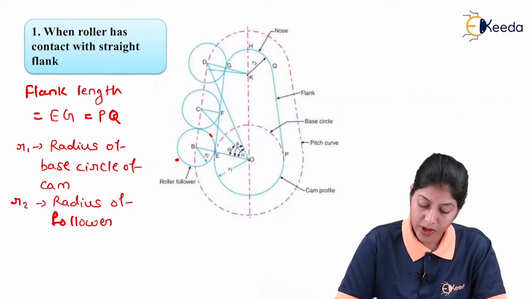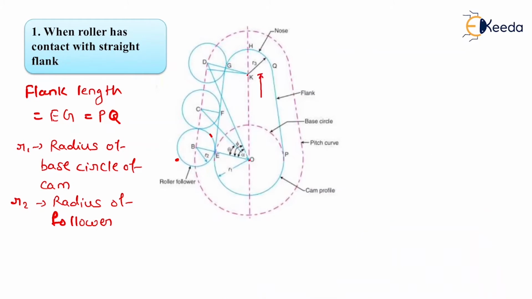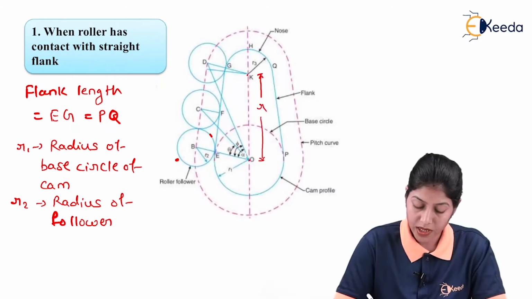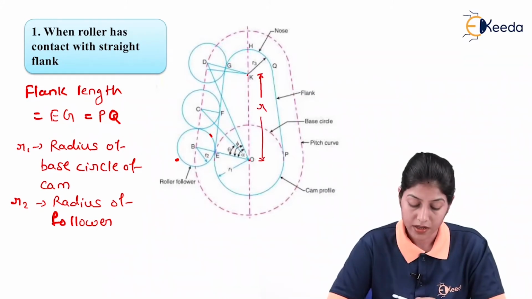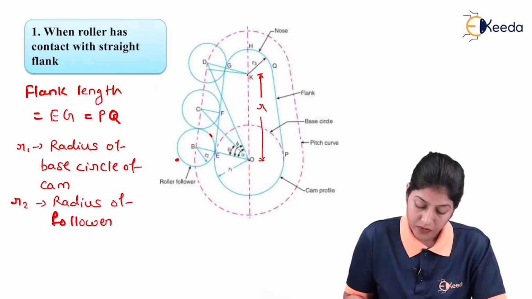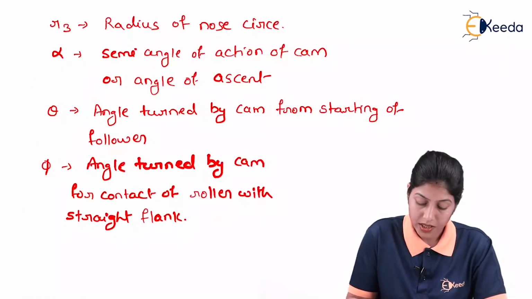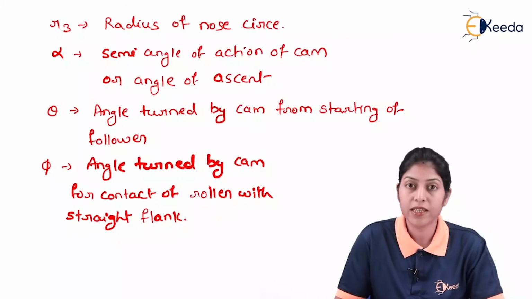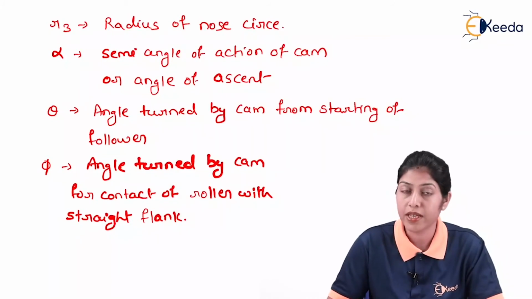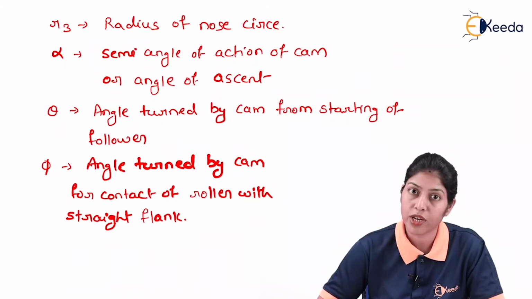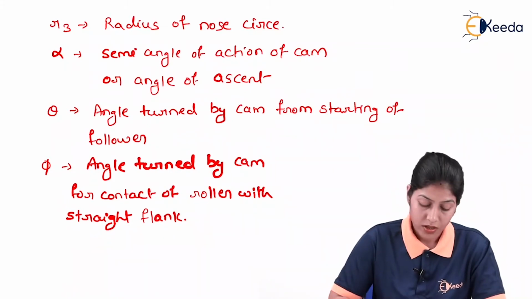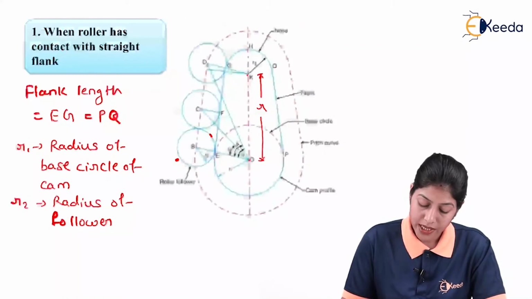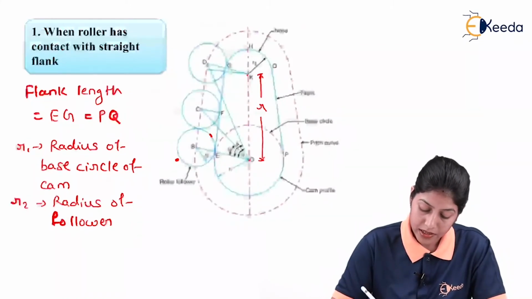And if we want to define the distance between these two centers, we can define this distance as R. So here we have these terms. Now other terms we can define in the form of angle, because the cam is rotating. So with the rotation of the cam we can define the displacement of the follower. So here you can see different angles.